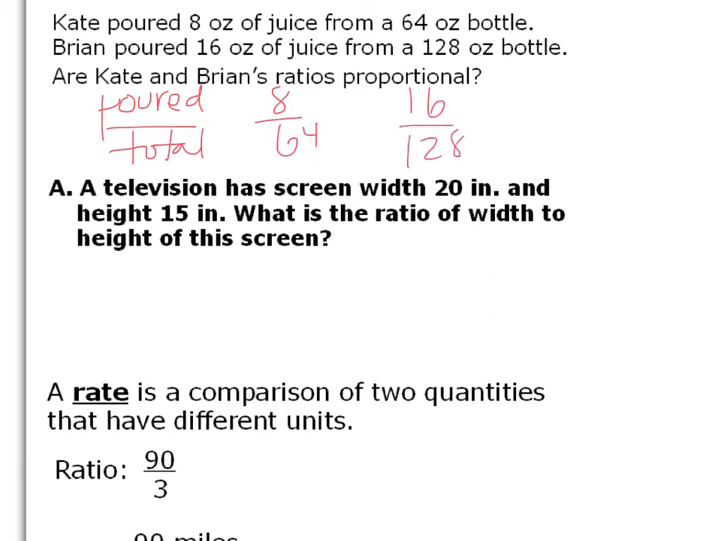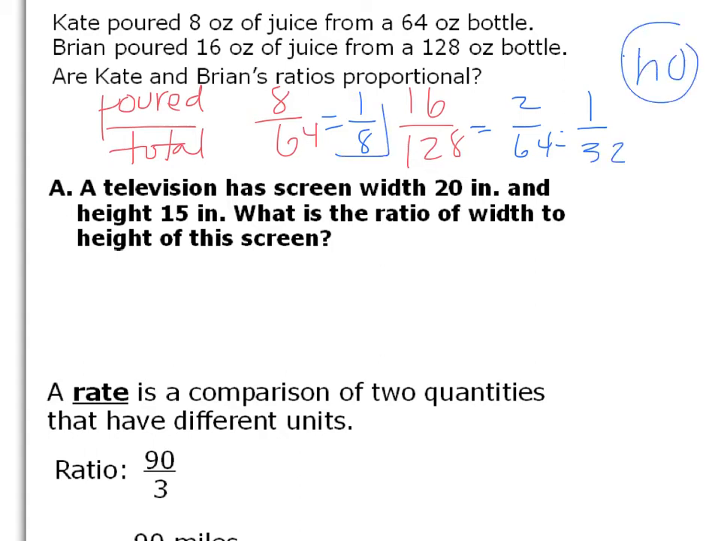Okay, so those are kind of big numbers to cross cancel, so I'm going to reduce them. 8 and 64 are both divisible by 8, so that's going to be 1/8. 16, let's divide by 2 first. 16 divided by 2 is 8. 128 divided by 2 is 64. So no, those are not proportional because when we reduce them, we do not get the same reduced answer.